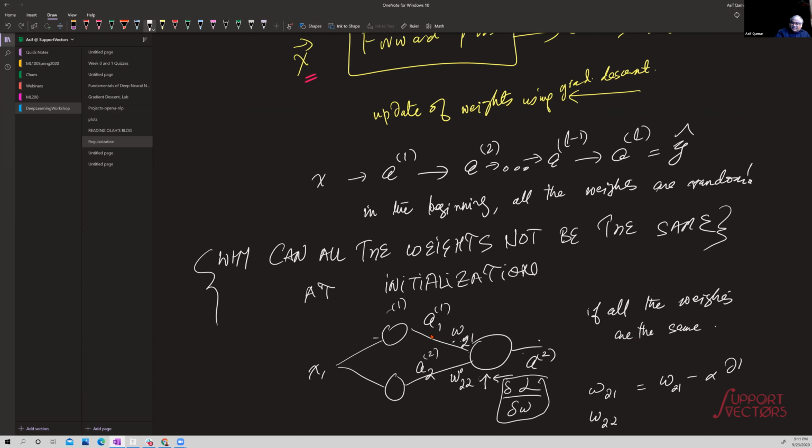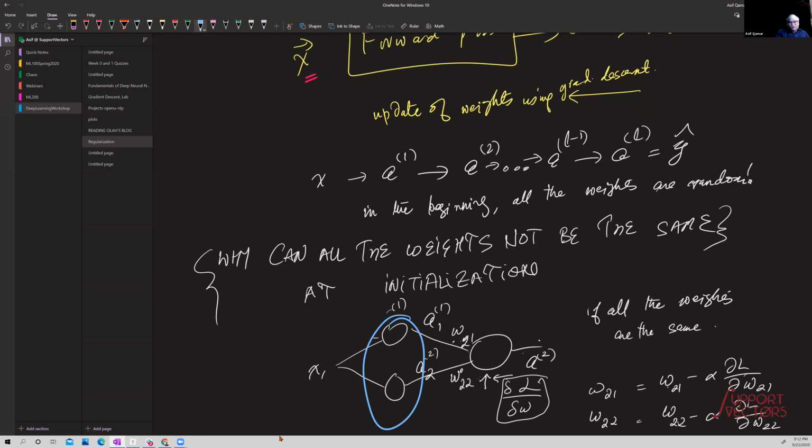W21 minus alpha times its gradient, and this will be W22 minus alpha times its gradient. You realize that if these are the same and the gradients remain the same, because there is a symmetrical situation, then even the modifications will be the same. So what you are looking at is a very interesting problem. You don't need so many nodes in the layer anymore. It is as though each layer is just one big node, because the other node is not learning anything new or anything different from the first. Do you see it, guys?